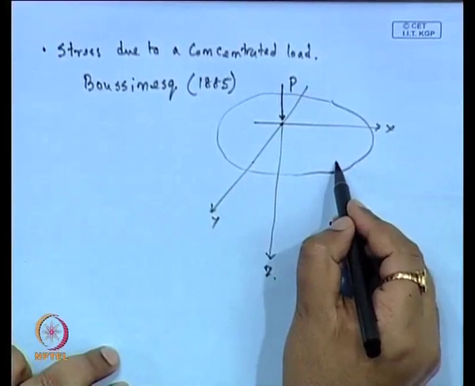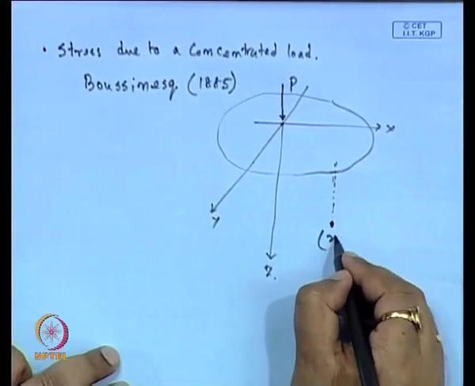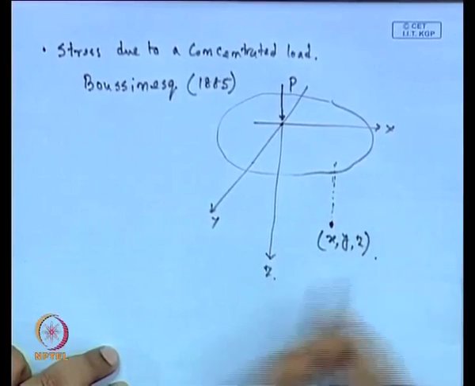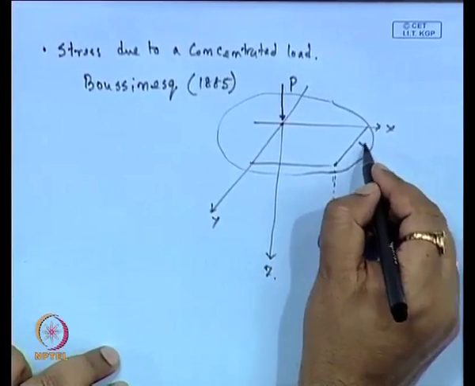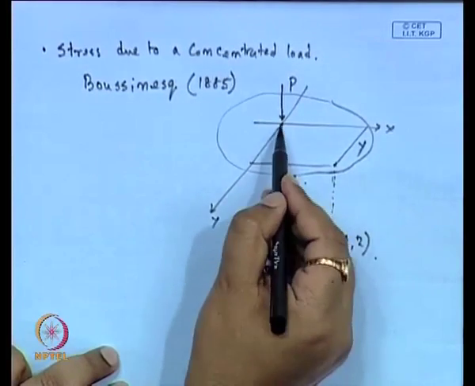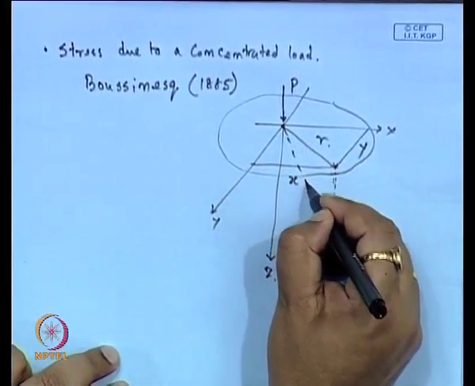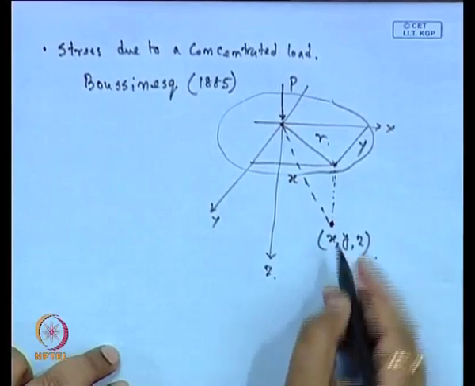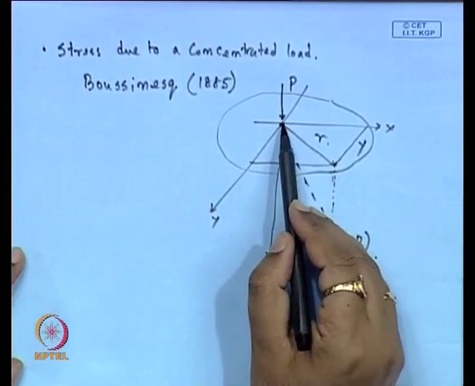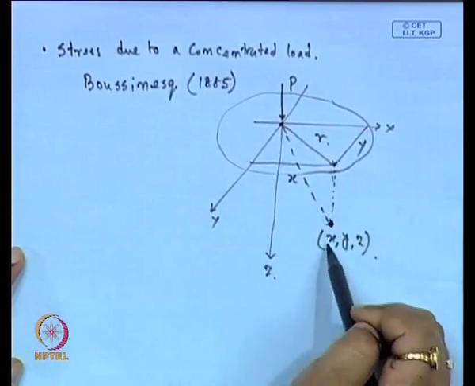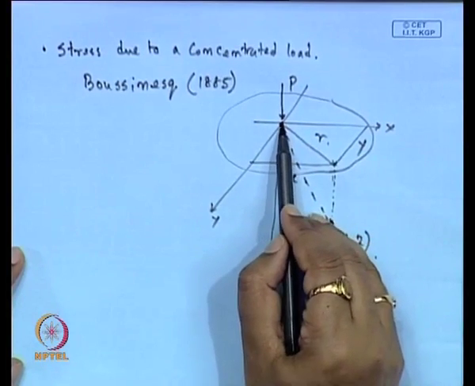Now this point is at a depth of z, so the coordinates of this point are x, y, z. Then how to calculate this load? This is y and this is x, and radially this is r. This is the position of the point from the application of the load. So this point is x distance, y distance and z distance from the origin. Origin means where this concentrated load is applied.